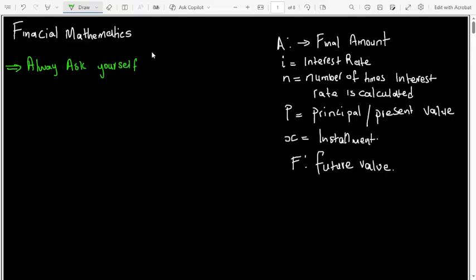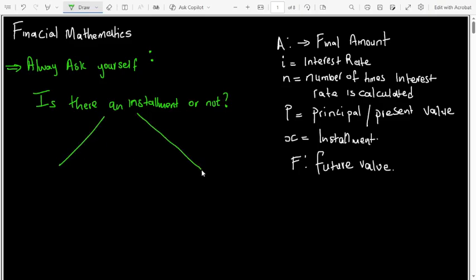You need to ask yourself, is there an installment or not? Whatever you are working on, please make sure that you check if there's an installment or not. If there's an installment, you need to know which formula you need to use. So let's work on this. You ask yourself if there is an installment.